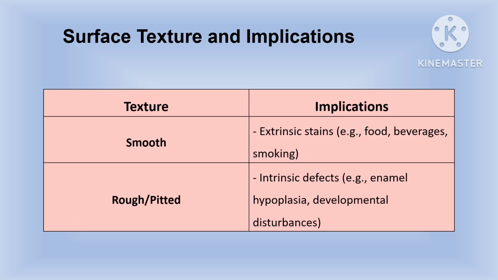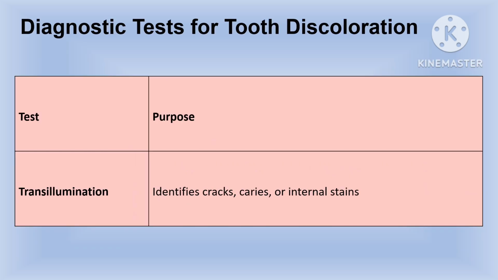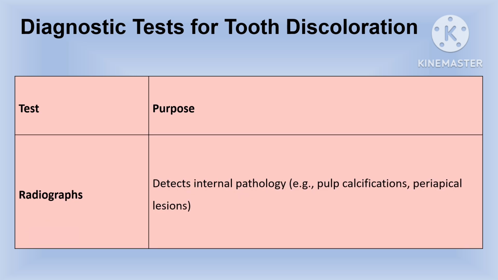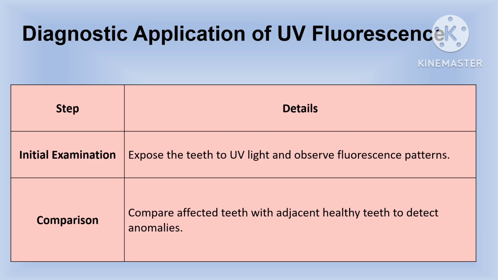Also, we have to assess the surface texture, as smooth surfaces indicate extrinsic stains, while rough or pitted ones hint at intrinsic enamel defects. Specific tests can be done for deeper insights. Transillumination can help to identify cracks or caries contributing to discoloration. Radiographs can be used to assess pulp calcifications or any other periapical pathologies. Vitality test checks the pulpal health status, as non-vital teeth often show gray or dark discoloration.